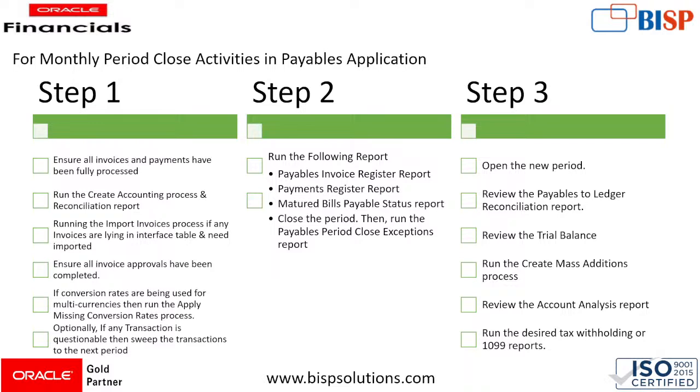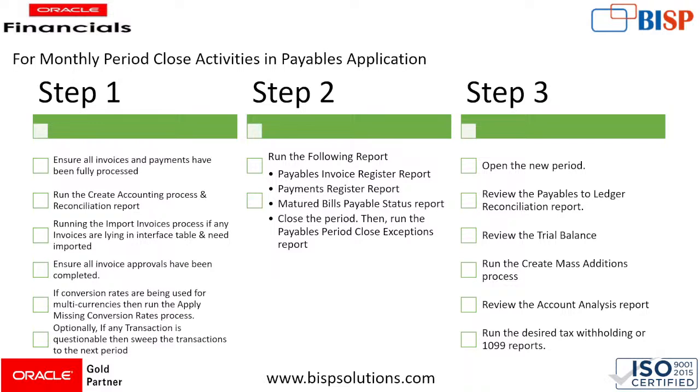So these are the steps you should follow. Ensure all invoices and the payments are fully processed. This eliminates the maintenance during the reconciling. Run the create accounting process to ensure that all outstanding items on the reconciliation reports are not there because of an item that has not been accounted for.